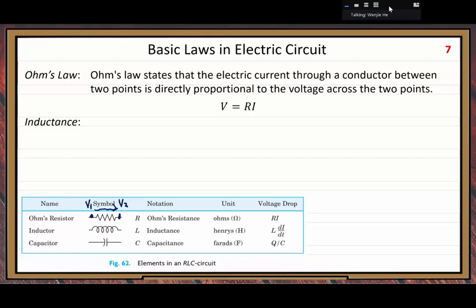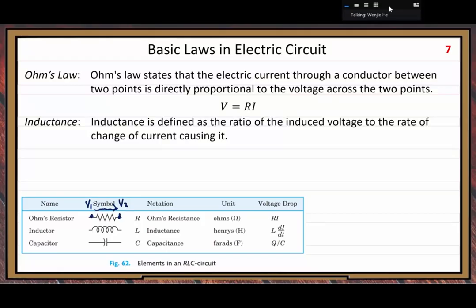Inductance. Now this one, regarding inductance. Inductance is defined as the ratio of induced voltage to the rate of change of current causing it. So that's this law. Here, the ratio of the induced voltage. Because here it's a voltage drop, right? So to see better, voltage drop, we use V.